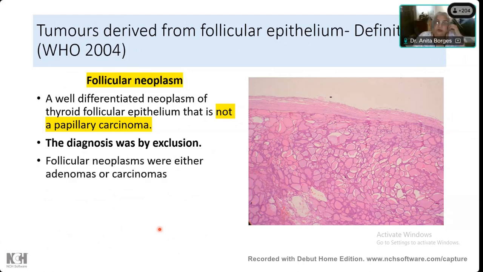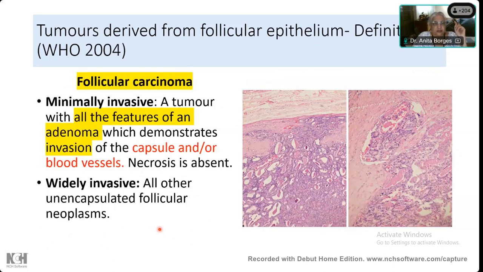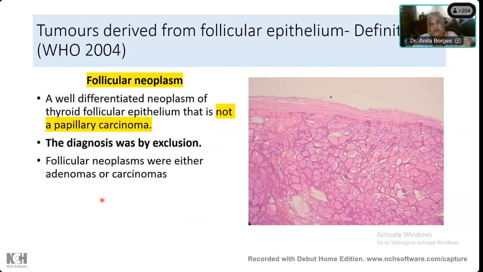So follicular neoplasms are either adenomas or carcinomas. All right. An adenoma would have a nice capsule, and you can see the capsule over here in this picture. All right. So Deepak, or whoever had answered, was right that all adenomas in the thyroid must have a capsule. All right.